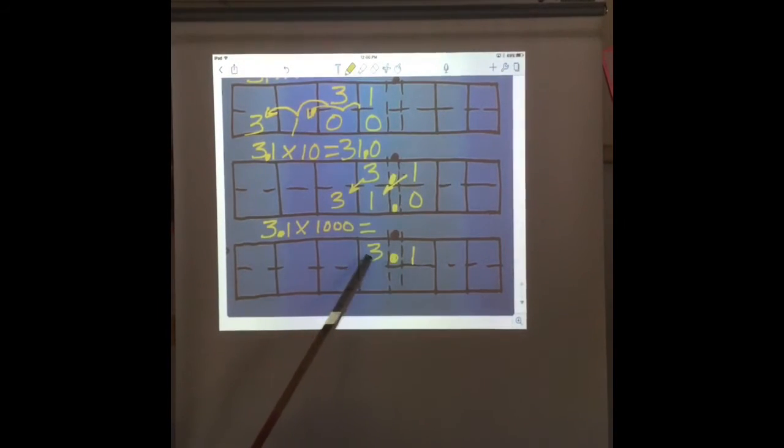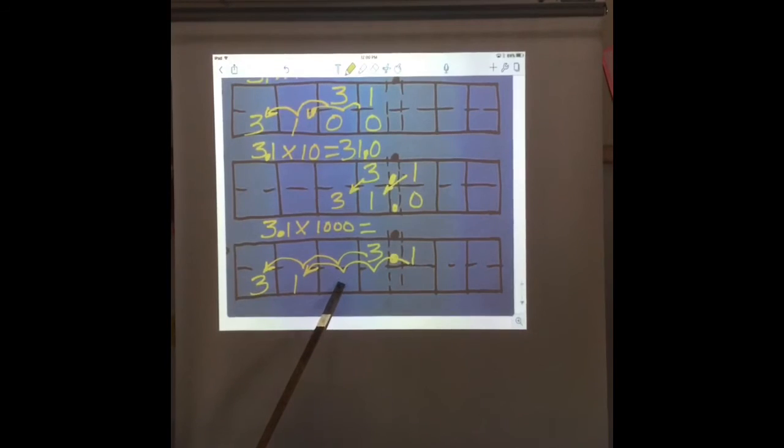Yes. Excellent. How many times are we going to shift this one over? 3. Why? Because 1,000 has 3 zeros. So 1, 2, 3, right? Yes. So the 3 goes there. The 1 goes where? 1, 2, 3. Right next to it, huh? Yeah. So you can think of moving all the digits over as you go.